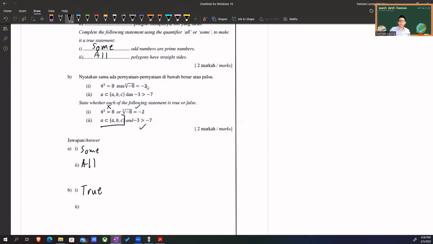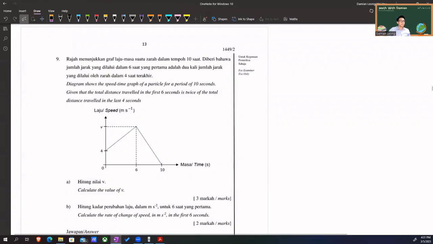This is actually a bit arguable. It's whether you consider this as a set or not, just the element itself. But by right, a set should be inside the set bracket. So I would consider no, so that would make it false. If they put a bracket, then this is true. Then it will be a true statement. Okay.